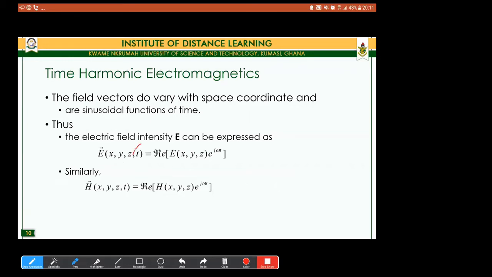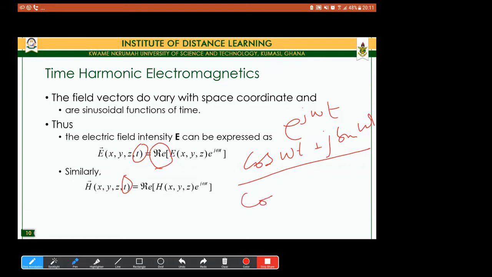Now the variation with respect to t, we can represent by what? e^(j omega t). Remember what e^(j omega t) is? It is actually cos omega t minus j sine what? Or plus j sine what? Omega t. So if we take the real part of this equation, which one is the real part? Cos omega t. That means that we are dealing with only a cos omega t function.